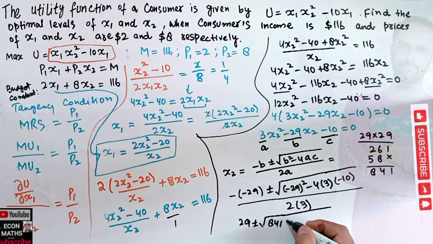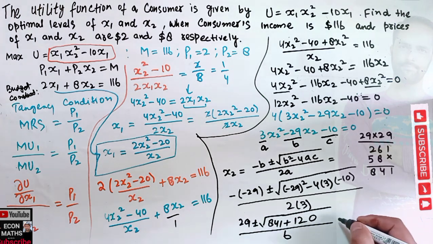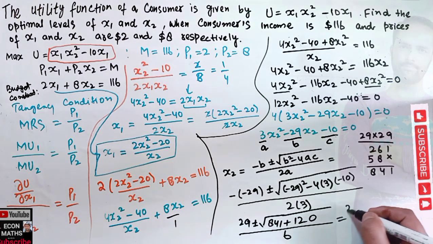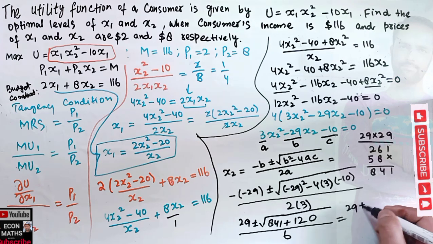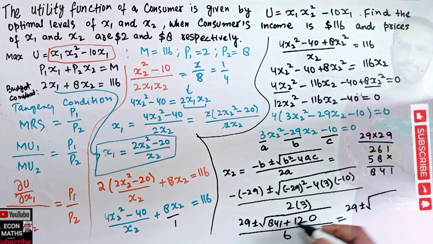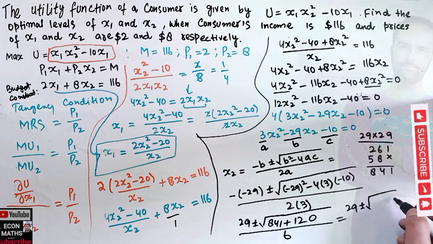Now minus into minus is plus, 4 3s are 12, 12 10s are 120 upon 2 3s are 6. Solving again, so we have 29 plus minus the square root of 841 plus 120, which is 961, upon 6. Okay, so we are just getting the value of x2 here.